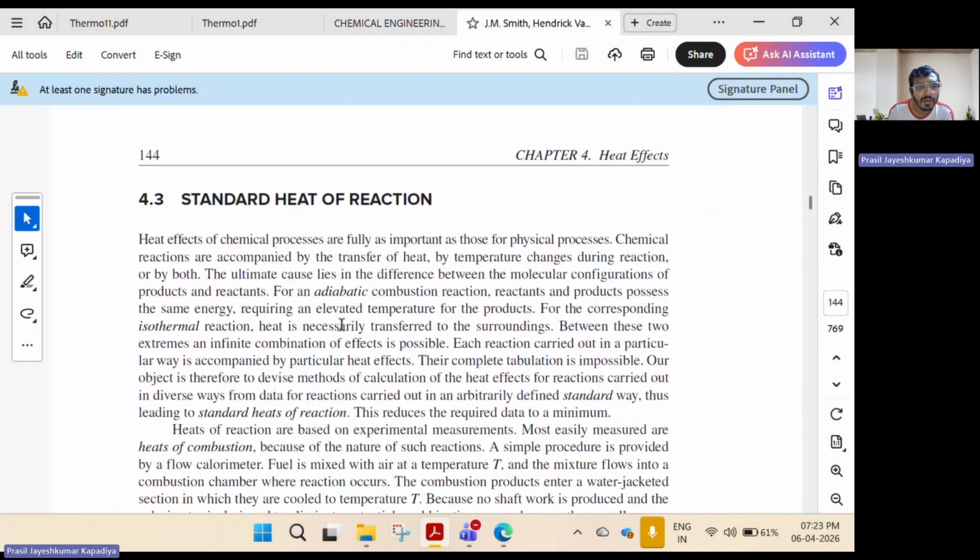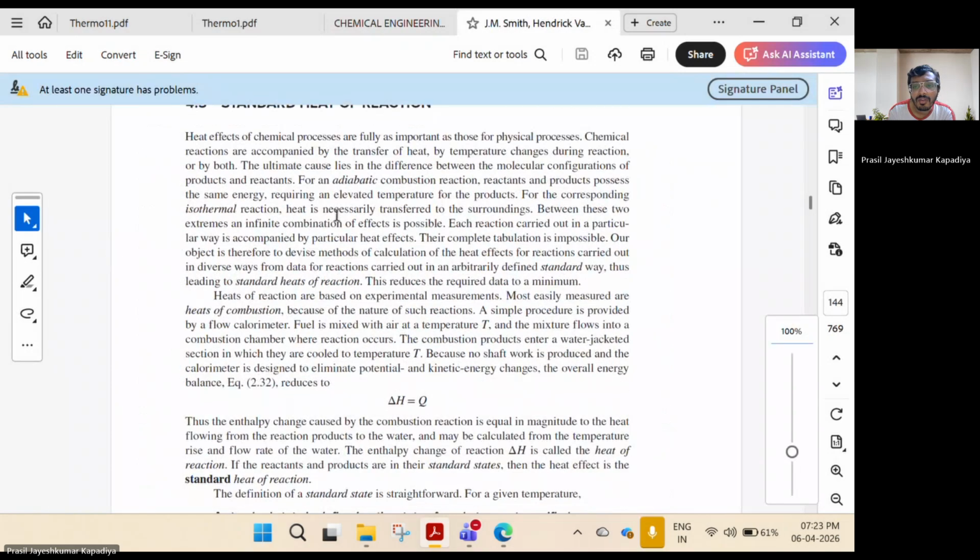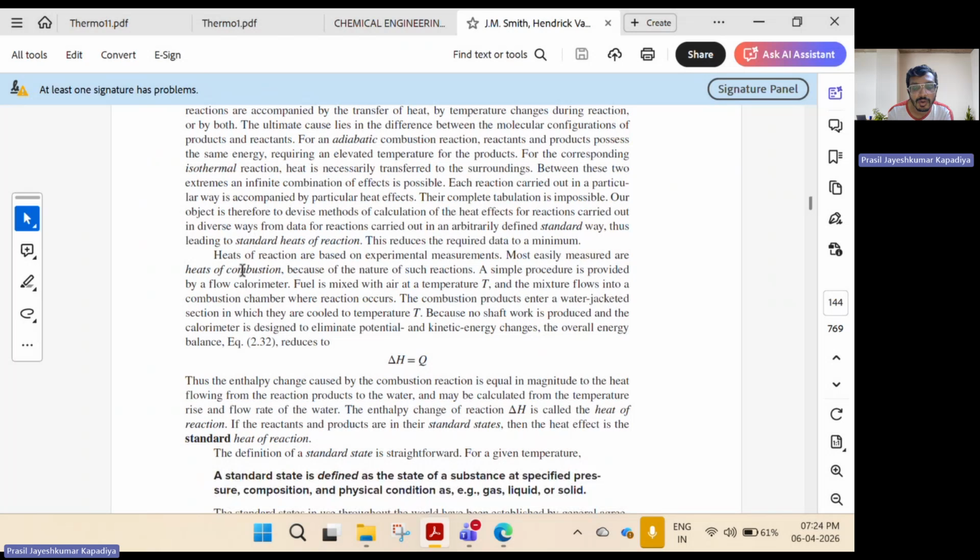Heat of reaction. Chemical reactions generally are accompanied by the transfer of heat, by temperature changes during the reaction, or by both. The ultimate cause lies in the difference between the molecular configuration of products and the reactants. How can we find out the standard heat of reaction? Heats of reaction are based on experimental measurements.